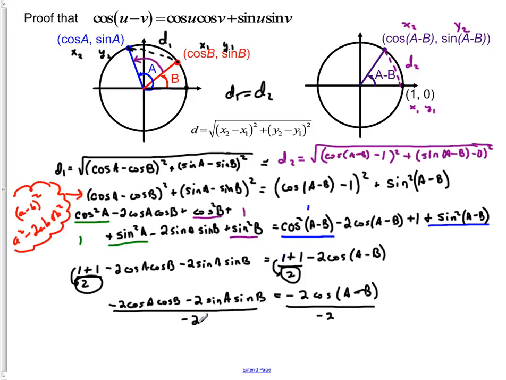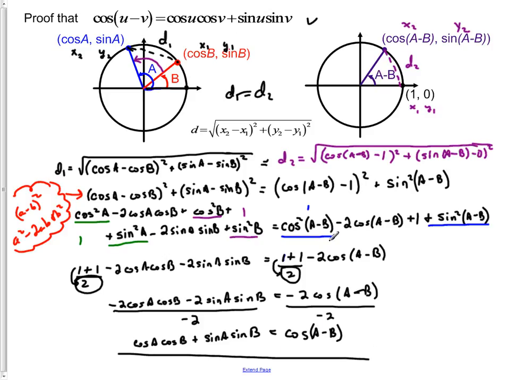Well, exactly what we think should happen. We're going to get the cosine of A times the cosine of B plus, right, negative 2 divided by negative 2, plus the sine of the angle A times the sine of the angle B, equaling the cosine of A minus the angle B. And that verifies the identity right here. There it is. Happy day.